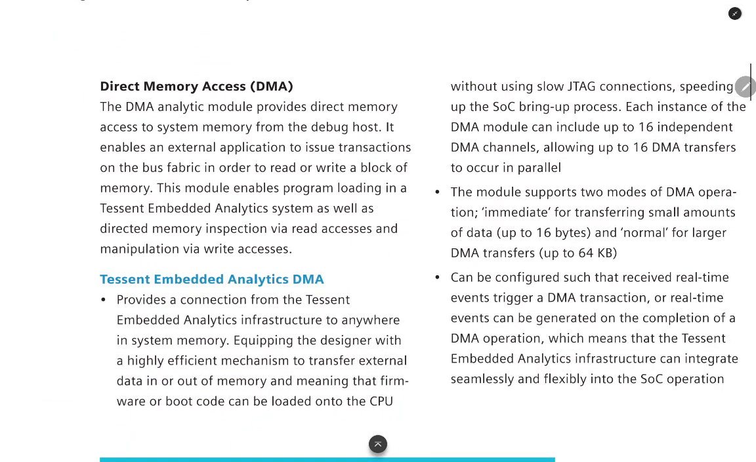The DMA, Direct Memory Access. The DMA analytic module provides direct memory access to system memory from the debug host. It enables an external application to issue transactions on the bus fabric in order to read or write a block of memory. This module enables program loading in a Tessent embedded analytics system as well as directed memory inspection via read accesses and manipulation via write accesses.